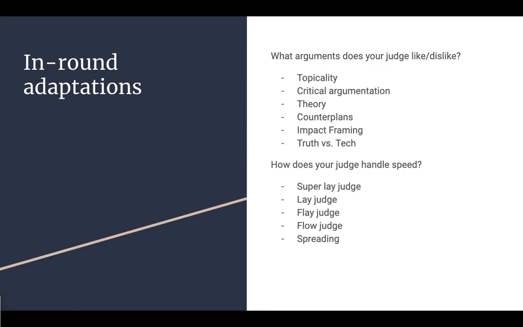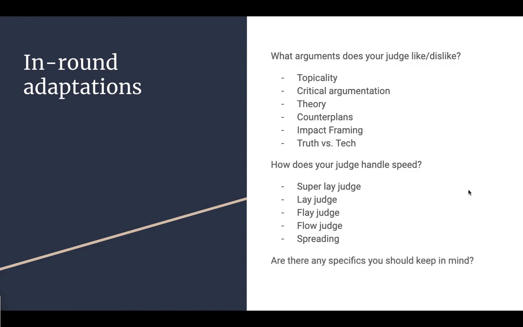Flay judges, you make your call based on how fast you think they can handle. Flow judges, obviously, speaking quickly can work and may be effective. And then finally, we have spreading, 300 words per minute, blazing fast argumentation, all of that stuff. So based on the question that you asked earlier about whether or not your judge can handle speed, or other information that you glean about whether they're a lay judge, a flay judge or a flow judge, you can make in-round adaptations as to how fast you're going to go in every single speech.